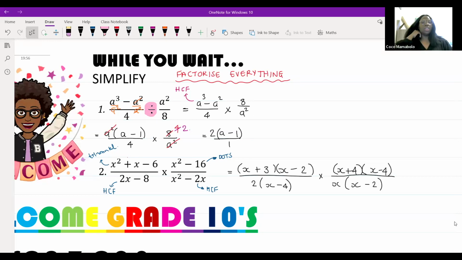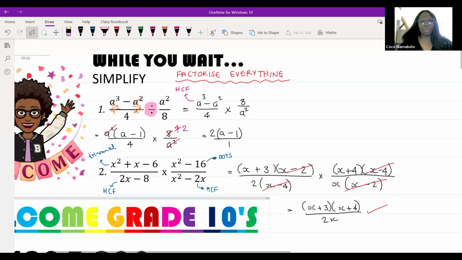And then I can start looking around and I see things that can actually cancel one over the other. So I'm going to cancel x minus 4 and x minus 4, x minus 2 and x minus 2. Now there's absolutely nothing else that I can cancel there, in none of them at the bottom or at the top. So everything that's left is the answer. So I'm going to get x plus 3, x plus 4 over 2x. All right, over 2x. And that's the final answer that we're actually looking for, this answer over here. All right. Okay, and that was just the beginning.